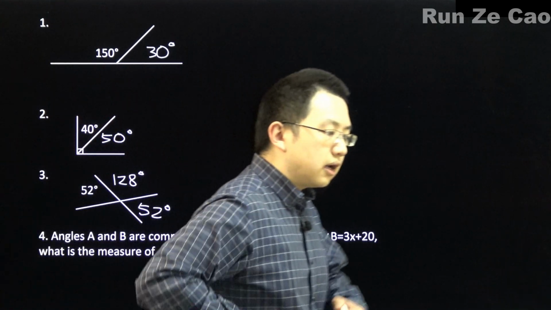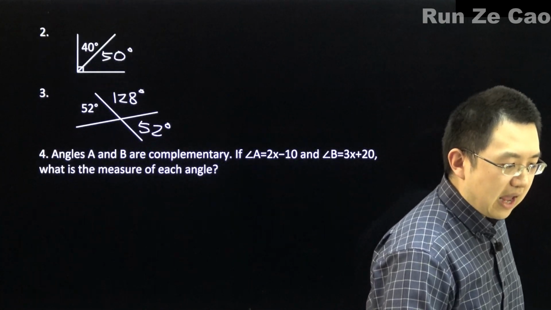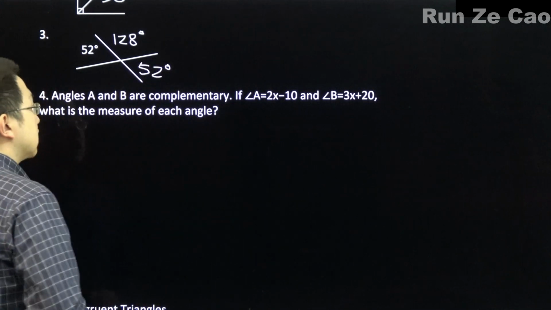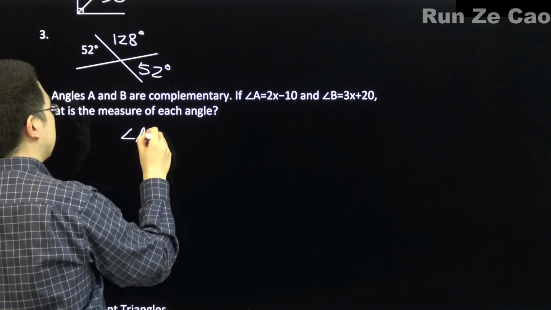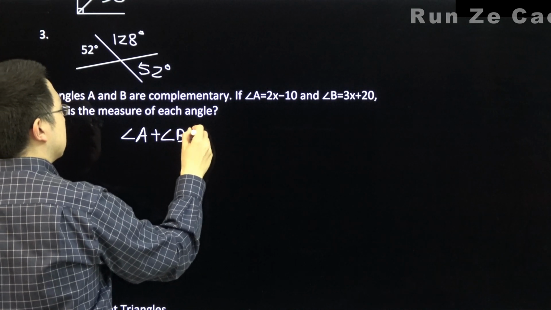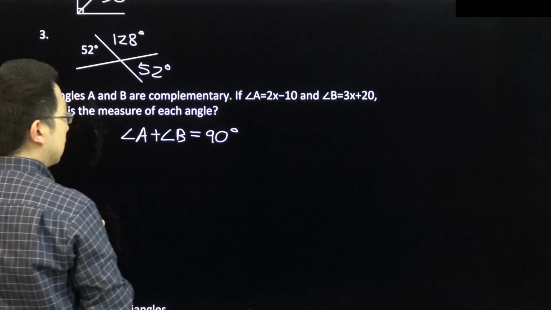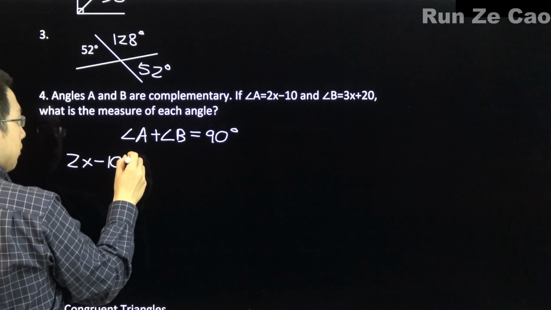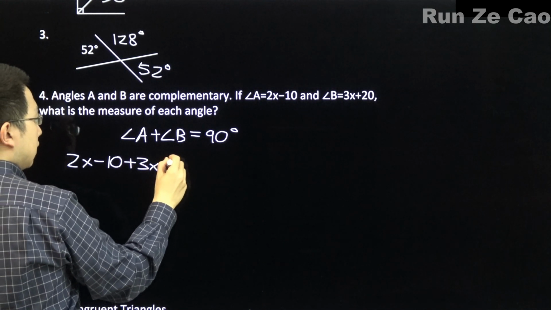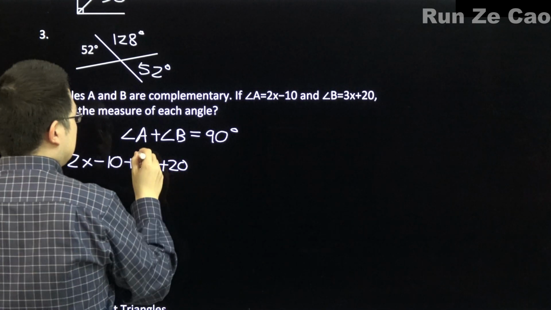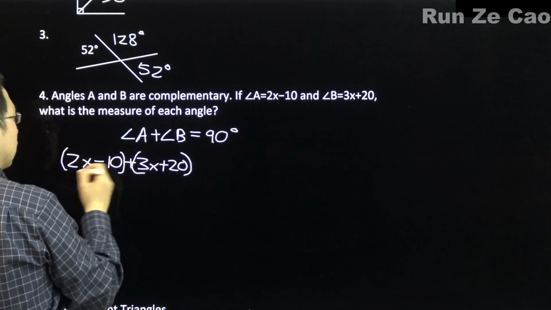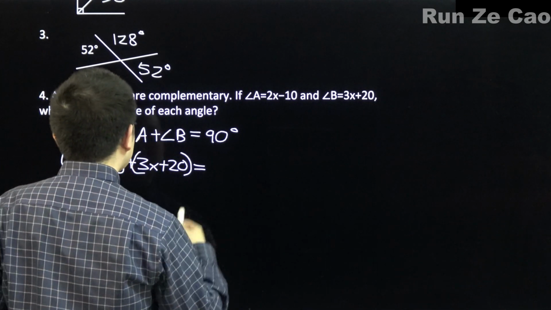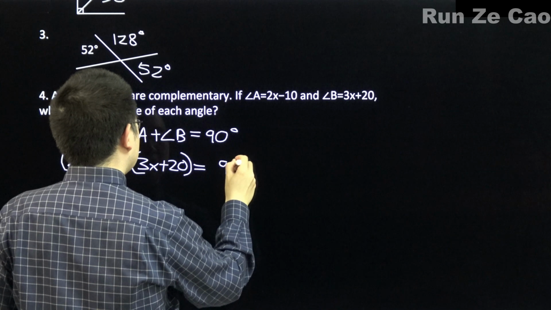Now let's say angles A and B are complementary. If A is 2x minus 10 and B is 3x plus 20, what is the measure of each angle? Well, sum of angle A and B is equal to 90 degrees. We're told this. Okay, so 2x minus 10 plus 3x plus 20. This is all in degree measure, by the way. Technically, this should be bracketed when you're first substituting in. But since it's a plus sign, there's no difference. So this is 90.